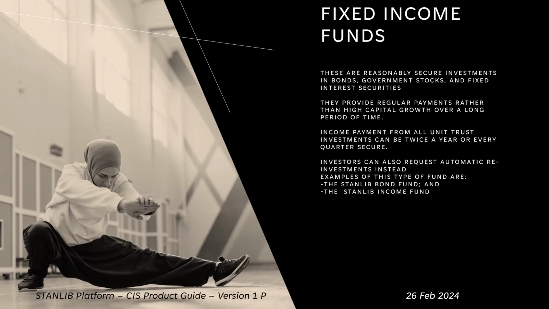The second unit trust I should talk about is the fixed income fund. These are reasonably secure investments in bonds, government stocks, and fixed interest securities. They provide regular payments rather than high capital growth over a long period of time. Income payments from all unit trust investments can be twice a year or every quarter.